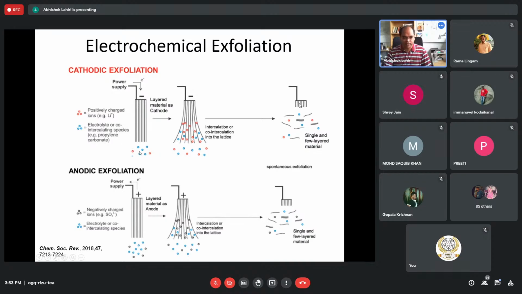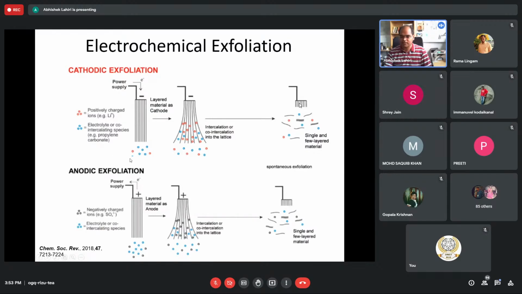So just to explain again, a cathode is a place where you have a reduction reaction. So when you reduce a particular material at the cathode, you oxidize a particular material at the anode. Taking graphite as an example, when you have graphite as the cathode, you can intercalate positive ions such as lithium. When you have graphite as the anode, you're intercalating negative ions such as sulfate ions.